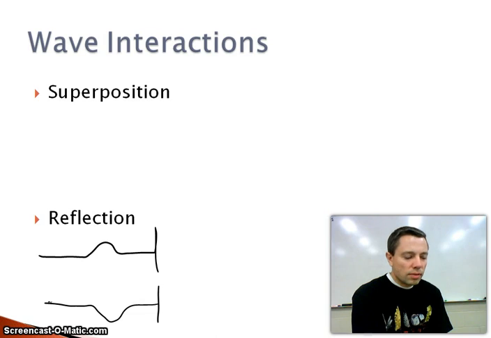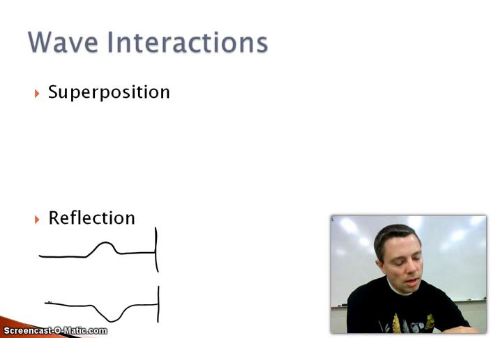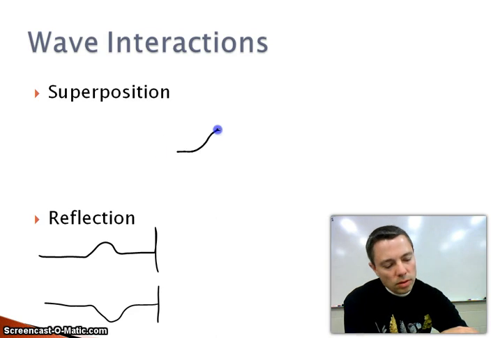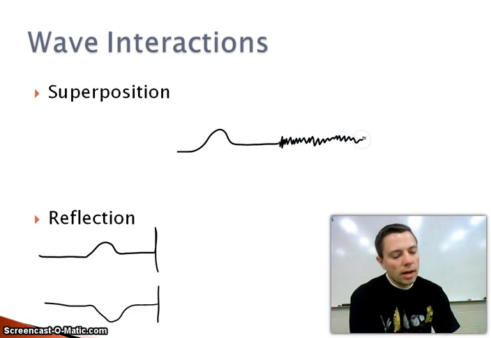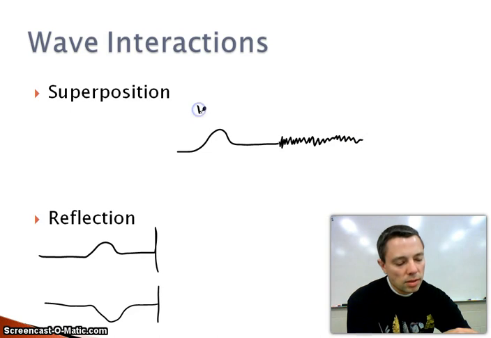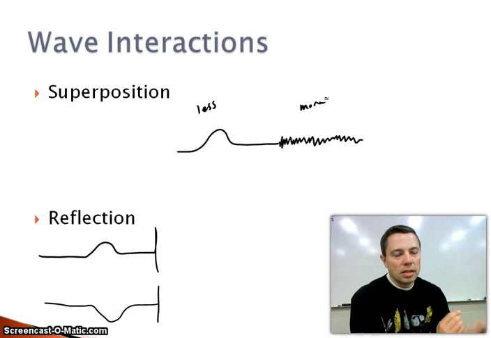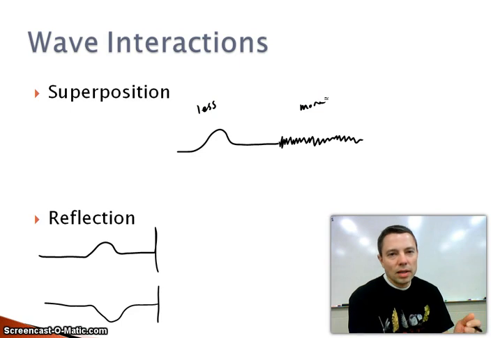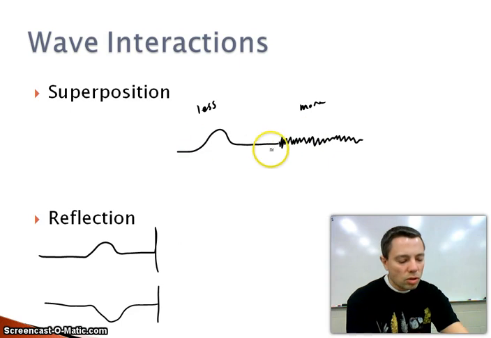We also get some wave interaction when we change from one medium to another. Maybe I have a wave traveling through, and then I have a big heavy string on the other side. So we have a less dense material and a more dense material. Again, it's about transfer of energy. Some of the energy of that wave is going to transfer into our new medium, and some of it is actually going to reflect back.